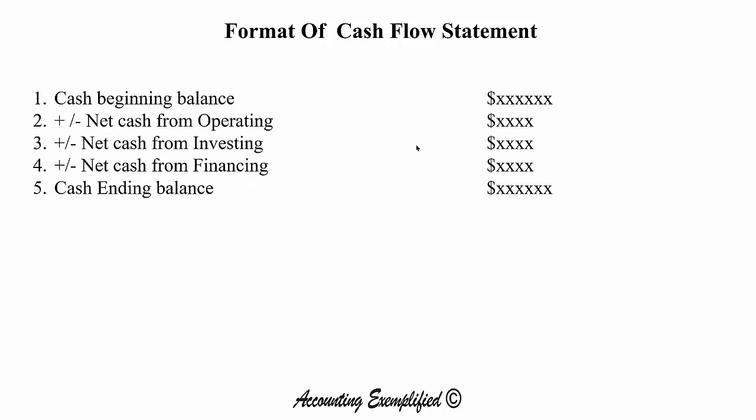Now the format of the cash flow statement. We start with the cash beginning balance and then we will add the net cash from operating, if it is a positive amount, and if the net cash from operating is a negative amount, we will subtract. The same thing we will do with the net cash from investing and net cash from financing. If the net cash is a positive amount, we will add, and if the net cash from these sections are negative, we will subtract. And then after all this adding and subtracting, we will have the cash ending balance.